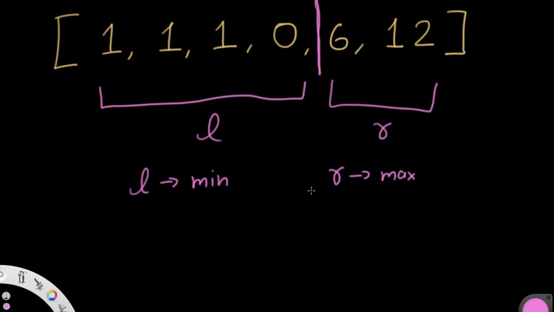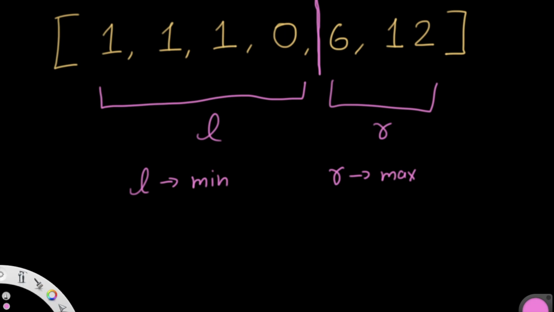Now let's go on to a second observation. We have the values 1, 1, 1, 0 for left, and 6, 12 for the right subarray. Let's do the check: is everything in left less than or equal to everything in right? One naive way is: is 1 less than 6, 1 less than 6, 1 less than 6. Great, now we're done checking for 6. Now we go to the second element in R, which is 12. Is 1 less than or equal to 12? We keep doing the check for everything in L. This is going to be very computationally intensive.